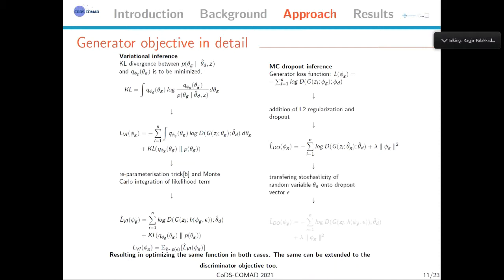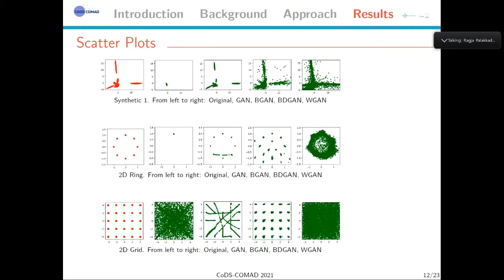Now we transfer the stochasticity of the random variable from the weights theta to the dropout vector epsilon. Once this is done, we can see that both the objective functions have the same format. This can be extended to the discriminator objective as well. So this is our model. Now let's come to the results.